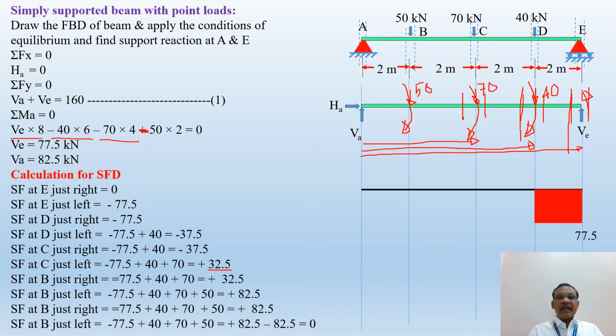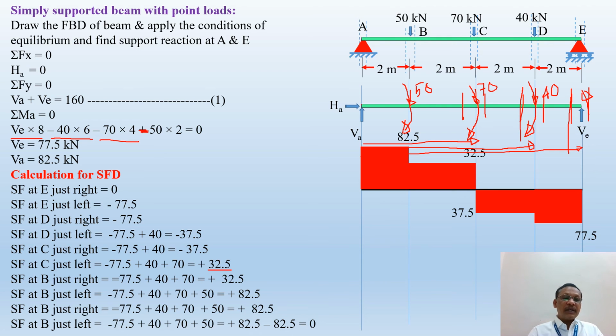The shear force at E, just right, is 0. Shear force at E, just left, is minus 77.5. It is constant up to the D. Shear force at D, just left, is minus 37.5. So it is minus 37.5. It is constant up to the point C, right. Shear force at C, just left, is equal to plus 32.5. So you will get the plus 32.5. It is constant up to the B, right. Then shear force at B, just left, we will get it as 82.5 positive. It is constant up to the A, right, and then the shear force at A is 0.